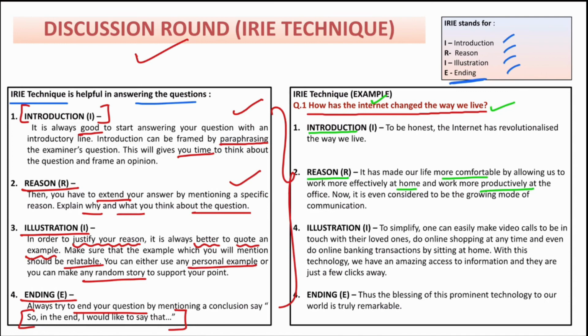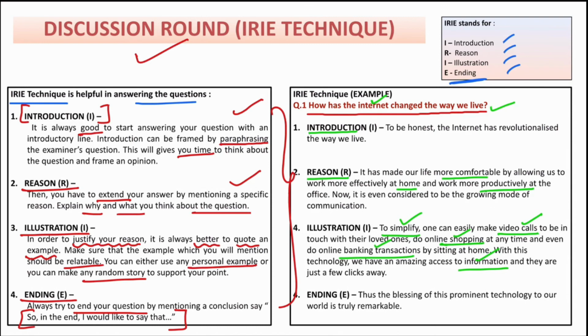Then comes the example part. So I have used a phrase called to simplify. That means, for example, one can easily make video calls to be in touch with their loved ones, do online shopping at any time, and even do online banking transactions by sitting at home. With this technology, we have amazing access to information and they are just a few clicks away. So you can see that I have used 3 to 4 examples. First is video calls, second online shopping, third banking transactions, and then access to information.